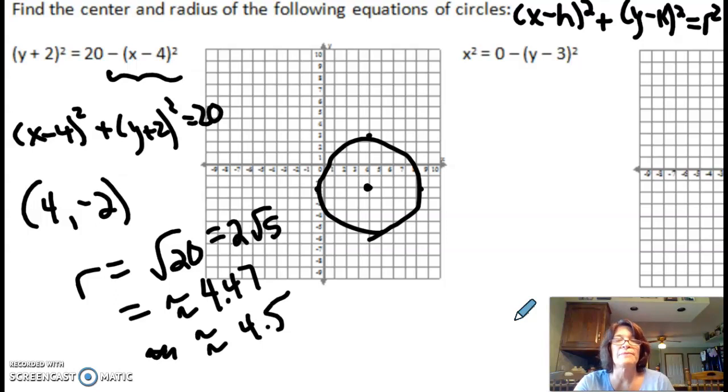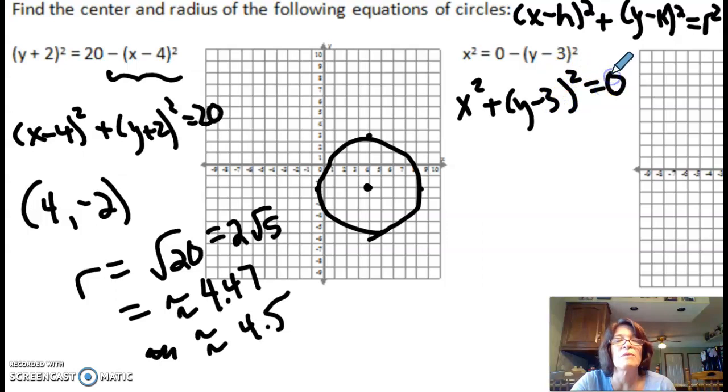Okay, we're supposed to find the center and radius of the following equations. I'm also graphing it. Okay, this one, again, not quite in the right form. So I'm going to add the y minus 3 squared to the other side. What in the heck? Can we have a radius of 0? This is just a point. I'm going to go 0, -3, and it's just a point.